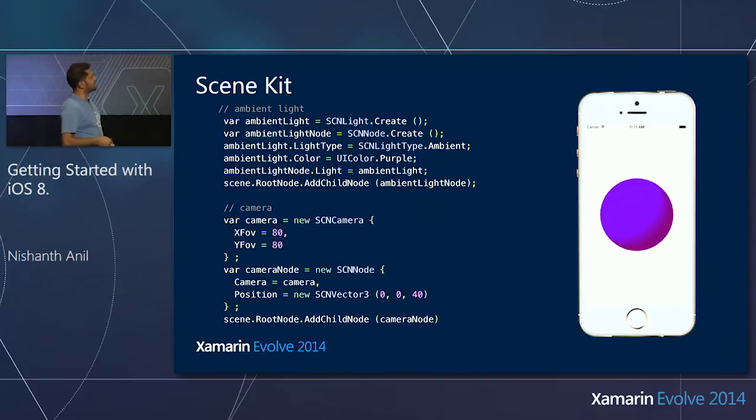And then finally, setting the camera. Camera is basically what kind of view, how much of a view you want. So you can move the camera along, and then the view changes. And then finally, adding all the nodes to the root node. That's it. It's very simple.